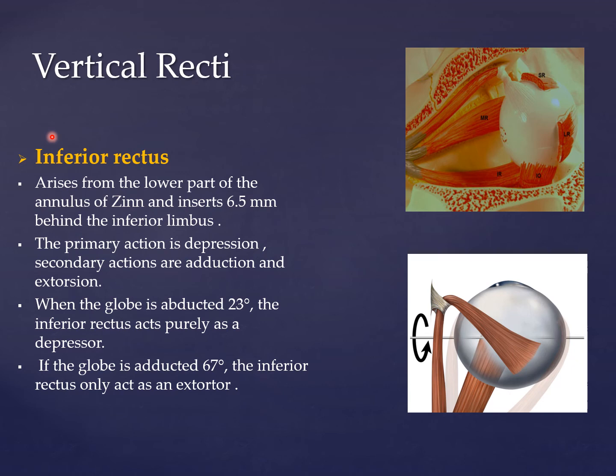Now again, like superior rectus, if the globe is abducted to 23 degrees, inferior rectus acts only as a depressor. So this is the best position to check the primary action of inferior rectus. If the globe is adducted to 67 degrees, it acts only as an extortor.